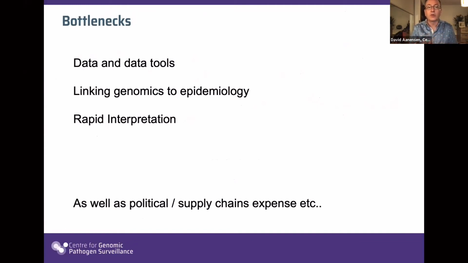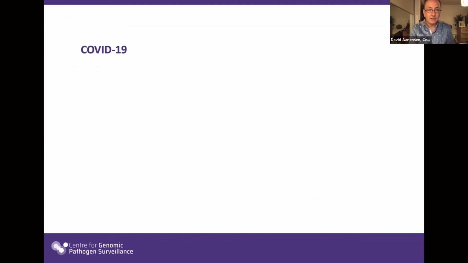There are major bottlenecks, and those bottlenecks tend to fall back around data and data tools. How do you link genomics to epidemiology and other clinical information in the local sites? And then this rapid interpretation on top of challenges around political buy-in from institutes. It's a nice technology. We can show simple examples, but to get that into common practice, we need to have buy-in at an institution, but also a governmental level. And issues with supply chains for reagents and costs of undertaking these methods.